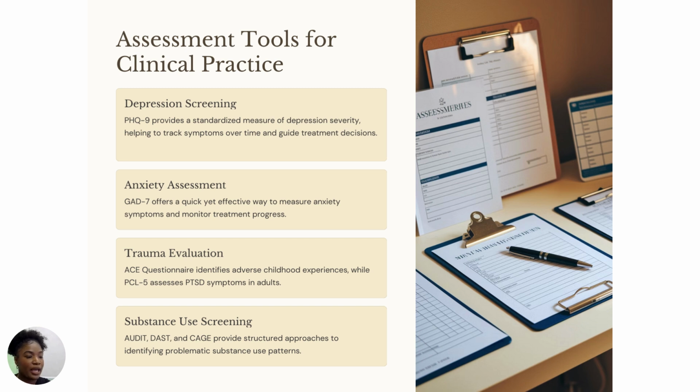Next, we have an anxiety assessment, and that's where the GAD-7 comes in. It's quick, it's effective, it measures anxiety, and it helps you monitor treatment progress. We have the ACE questionnaire, which identifies adverse childhood experiences for evaluating trauma, along with the PSL-5, which measures trauma in adults. For substance abuse screening, you have the AUDIT, the DAST, and the CAGE. Those provide structured approaches to identifying problematic substance abuse patterns.